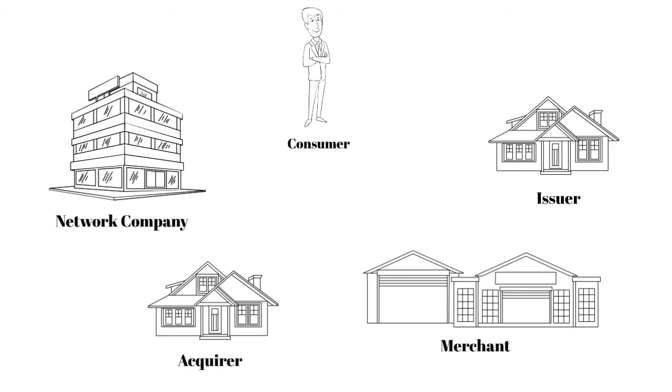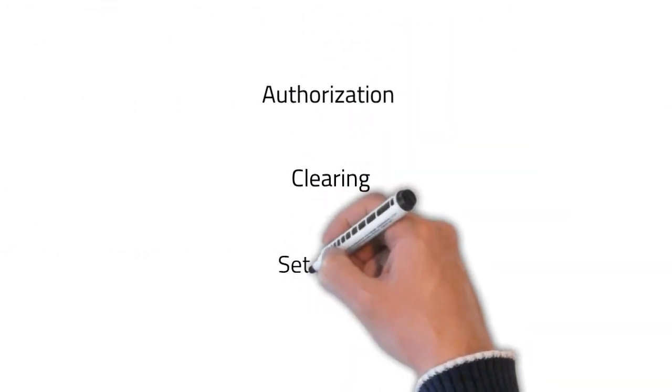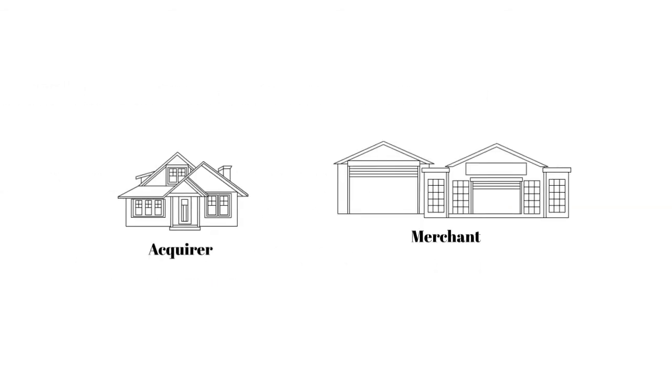So now we are aware of all the entities involved in an online transaction system. In the next section, we'll get to know about the steps that are involved in an online transaction. So there are 3 steps: authorization, clearing, and settlement. The first step is authorization.